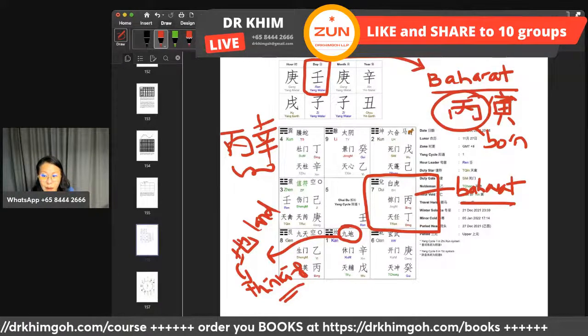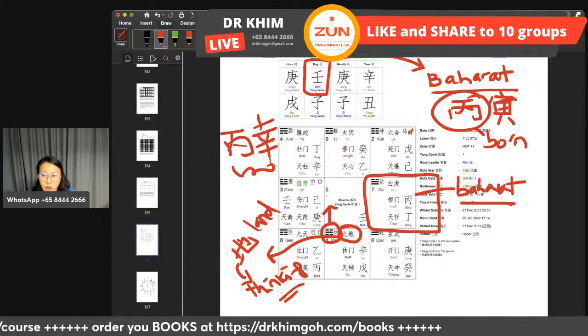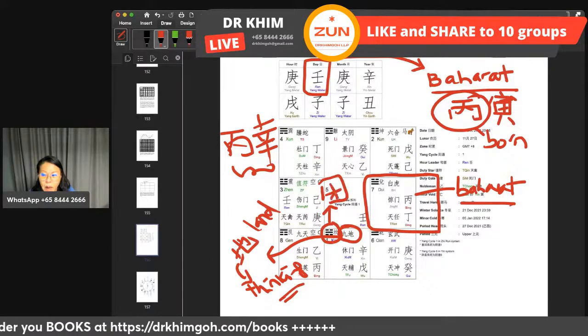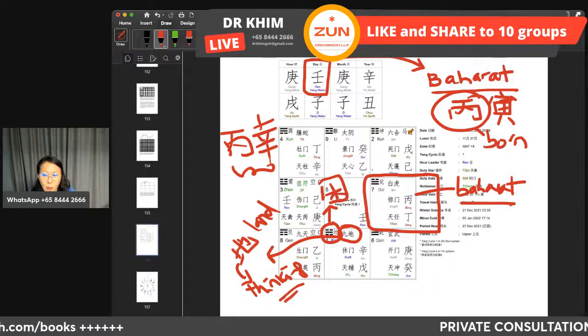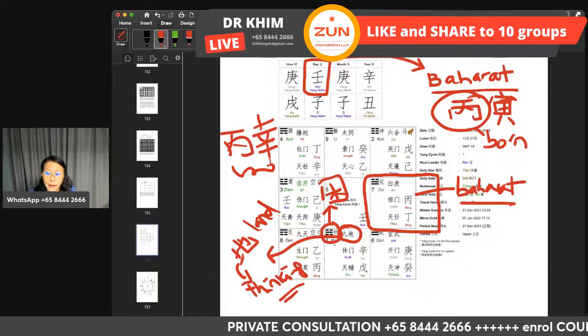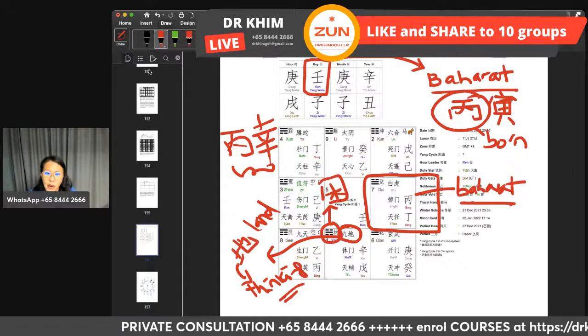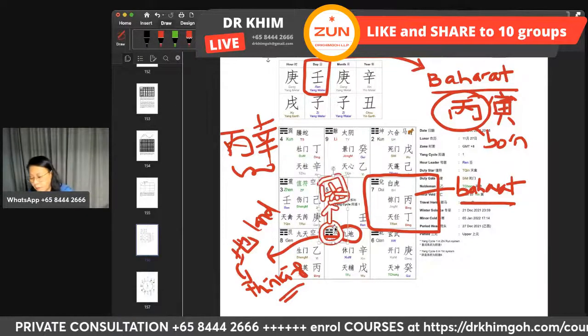But she's trapped, because this is a water palace. Why is she trapped? You need to search the hidden stems, which are not plotted inside. Once you get the hidden stems, you will know why. But in this illustration, I never plotted hidden stems.